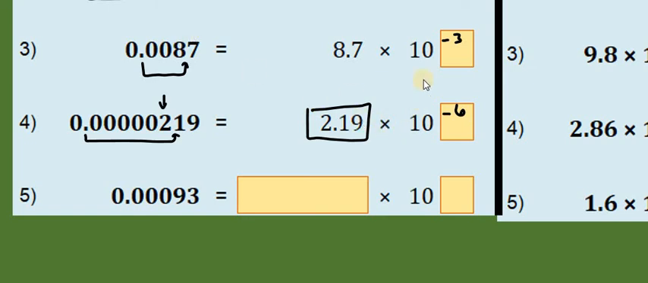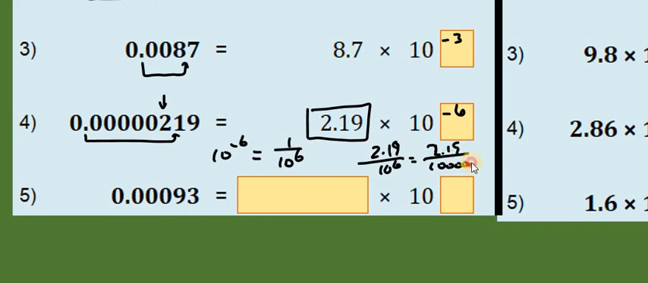All right, because there's actually another way of looking at these negative powers of 10. For instance, 10 to the negative 6th power can be thought of as 1 over 10 to the 6th power. And so if I multiply this by 2.19, it ends up being 2.19 over 10 to the 6th power. In other words, 2.19 over a million. 1, 2, 3, 4, 5, 6. When you divide 2.19 by a million, you end up with this number here.